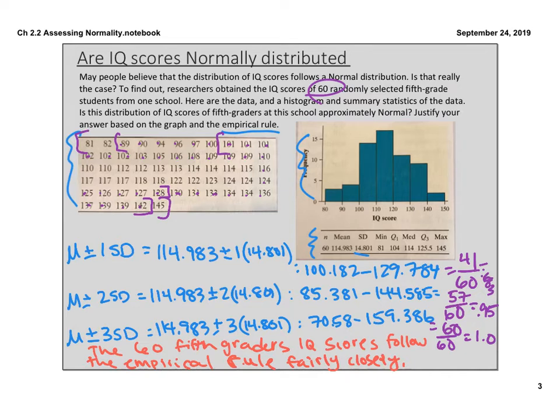I'm sorry, I'm running out of room. So I'm going to come up to the top up here, sorry. Say that this distribution is approximately normal. Notice the word approximately. The word approximately is important.